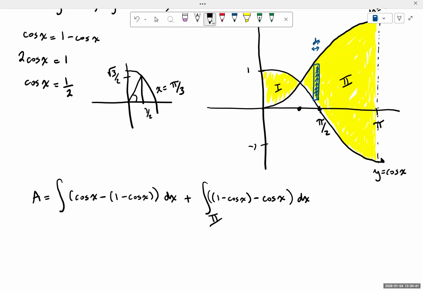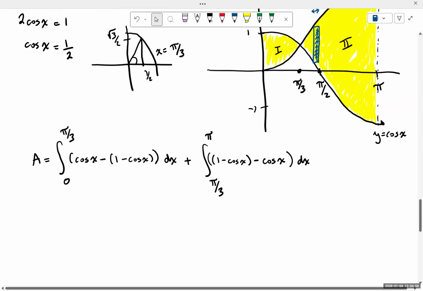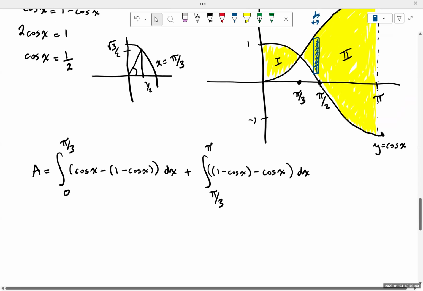So from 0, and so this guy is going to be pi over 3, from 0 to pi over 3, and my second region is from pi over 3 to pi. Yep. Okay. All good there. Now let us go ahead and proceed to evaluate this integral.